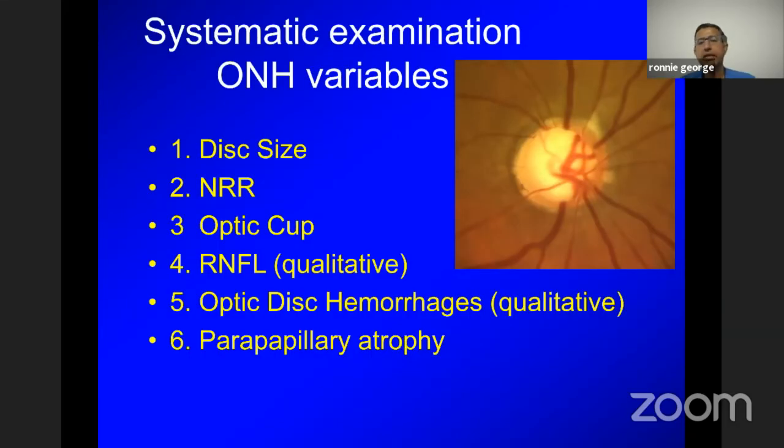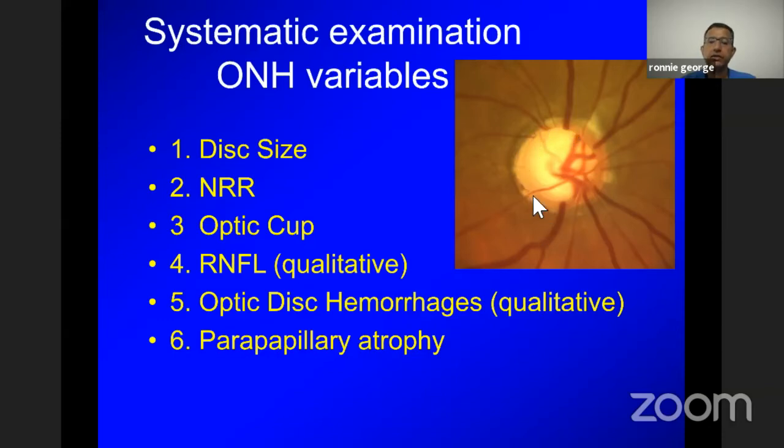Manish Singh very elegantly and exhaustively covered disc evaluation, and disc evaluation is essential in glaucoma diagnosis. He did mention that you need to mention disc size, and that's important. You need to look for disc asymmetry. You need to comment on the neuroretinal rim. It's good to mention at this point whether the ISNT rule is followed or not. You need to comment on the optic cup. You need to comment on the color of the rim.